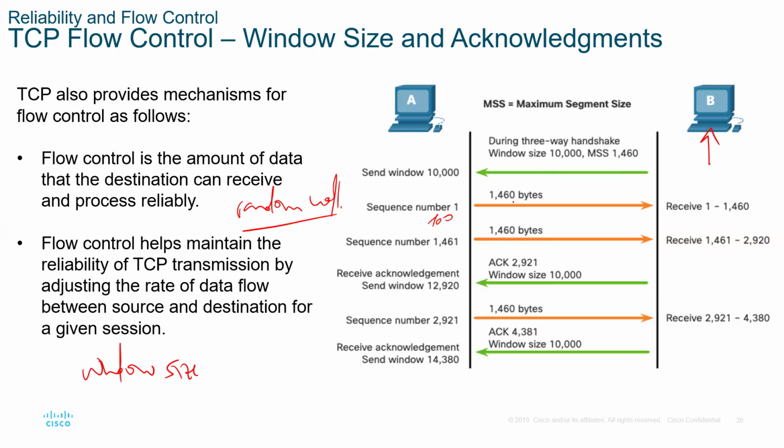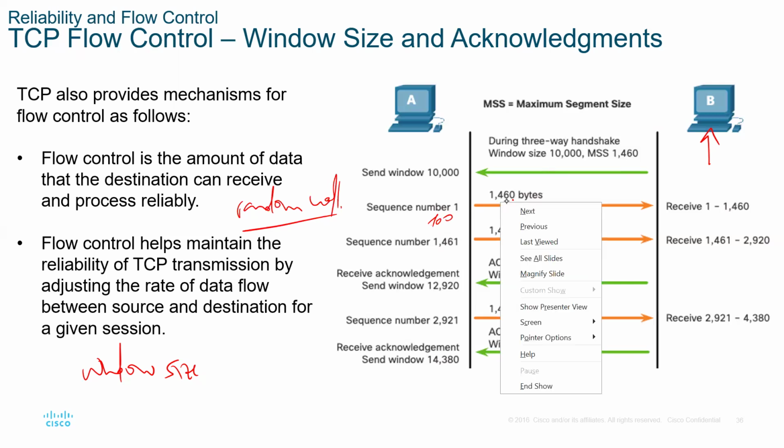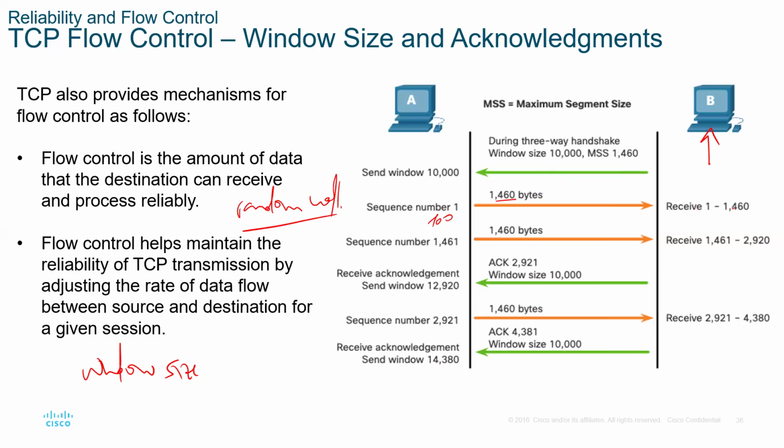it means we have sent 1,460 bytes, so the next number will be about 1,561 basically. This number minus this one gives the number of bytes that have been sent. So the sequence number is just a random number.